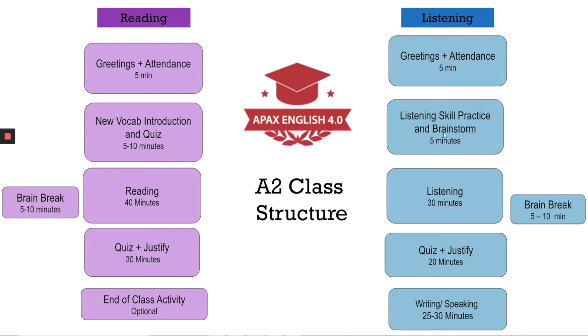Following this, you'll move into your listening skill practice and brainstorm. Your brainstorm should be a class discussion and should take no more than 2 minutes. You're going to be asking leading questions such as, what is a signal phrase? What do we need to listen out for when we do the listening? Focusing on the 5 W's and focusing on transition words. Then you'll move into the listening component.